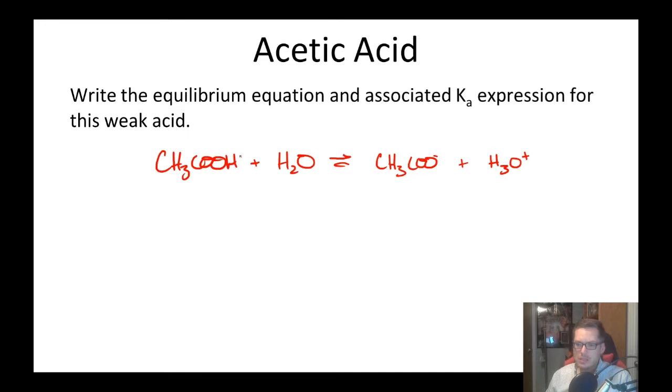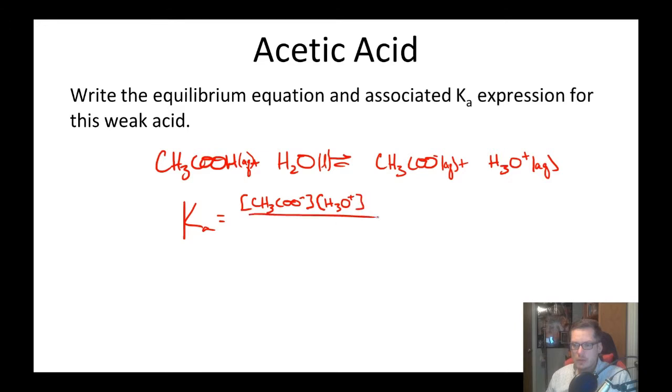Now, if we think about the states of matter, the acetic acid is aqueous because it's an acid. The water is liquid because it's pure water, and the acetate is going to be aqueous, and so is the hydronium. Now, if we find the Ka expression, we know Ka is equal to products over reactants. We look at the products. They're all aqueous, no solids or liquids, so they all count. So it would be the concentration of CH3COO minus times the concentration of H3O plus, and then on the bottom we'll have acetic acid.